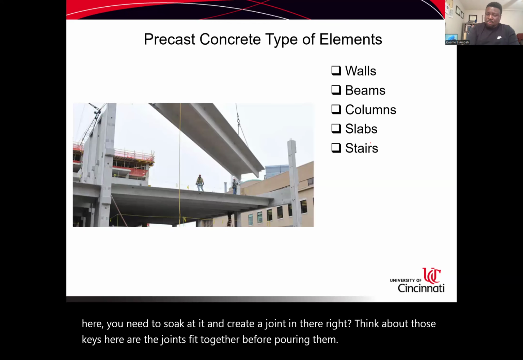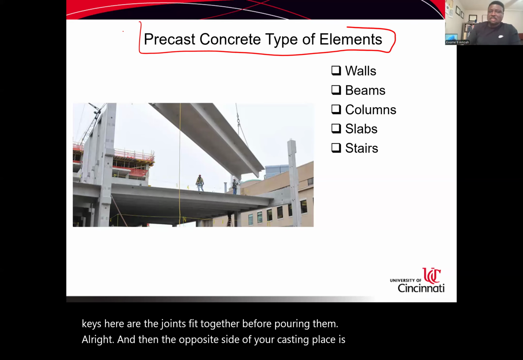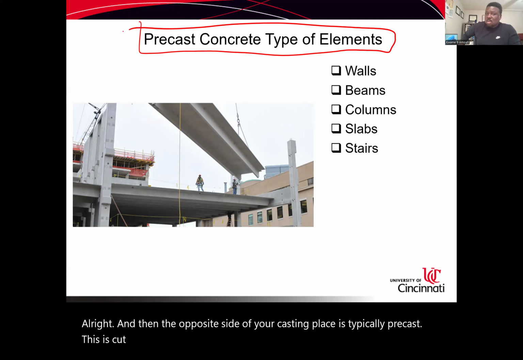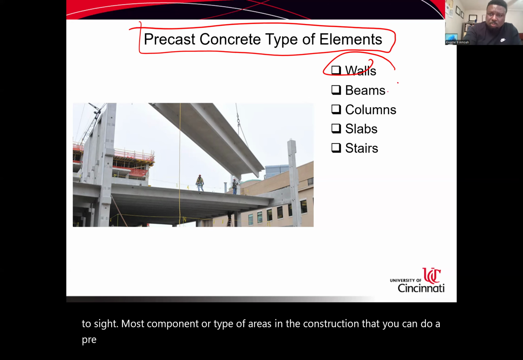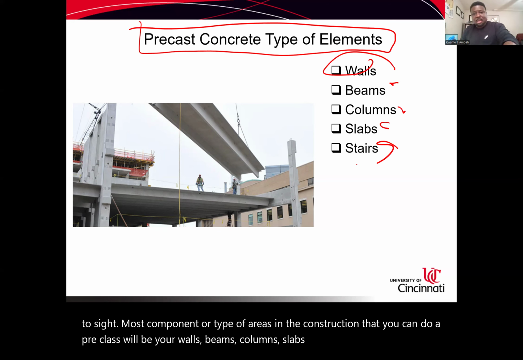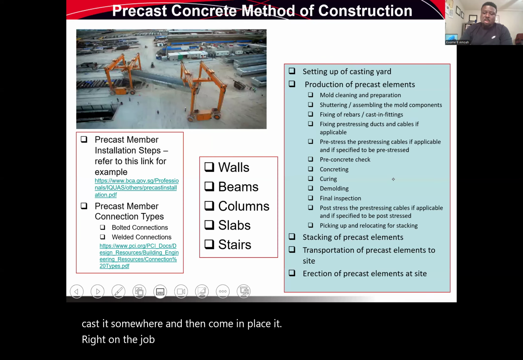All right, and then the opposite of cast-in-place is typically precast. This is cast somewhere else. Allow it to dry or cure enough before you bring it to site. Most components in construction that you can precast will be your walls, beams, columns, slabs, and studs. All of that you can cast somewhere and then come and place right on the job site. All right.